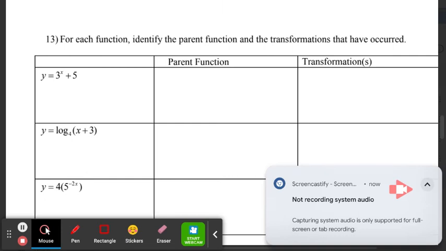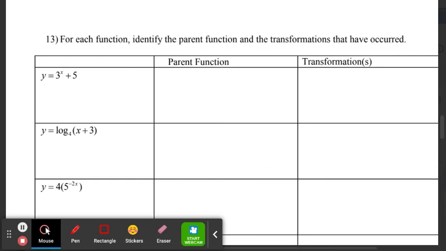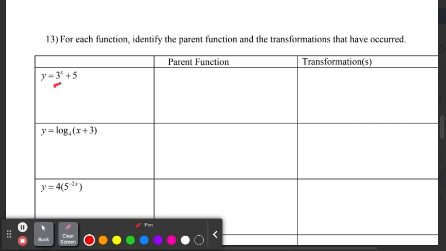So for this problem, you have to identify, for each equation, the parent function and then the transformation that happened. To identify the parent function, you have to look and see where the x is and then see what's going on around it.